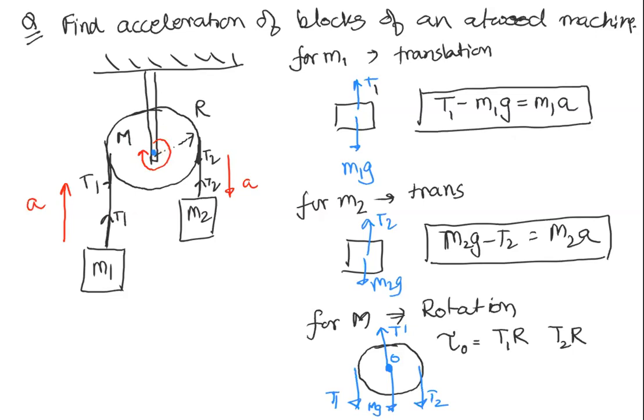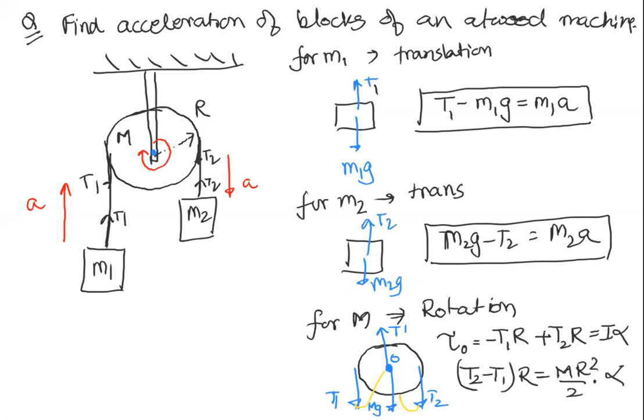The torque of T2 is clockwise, the torque of T1 is anti-clockwise. So here I will write down clockwise torque positive, anti-clockwise torque negative. And this will be equal to I alpha. And a pulley by definition is a disc or a cylinder. Therefore, its I is mR square by 2. So we get T2 minus T1 into R is equal to mR square by 2 alpha.